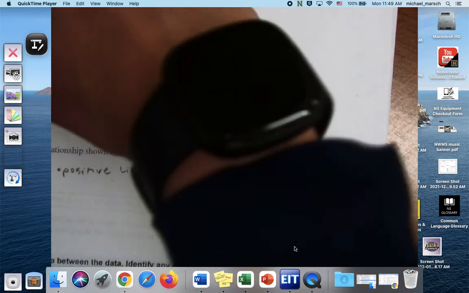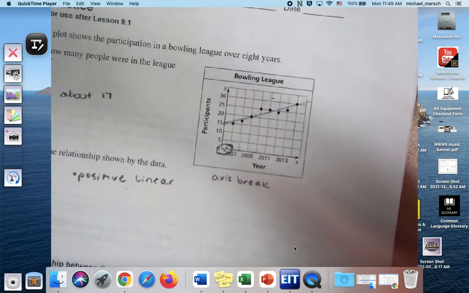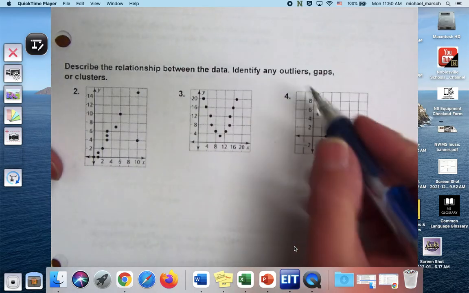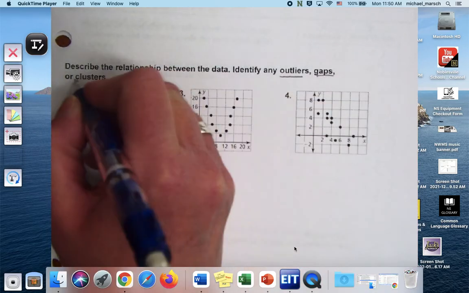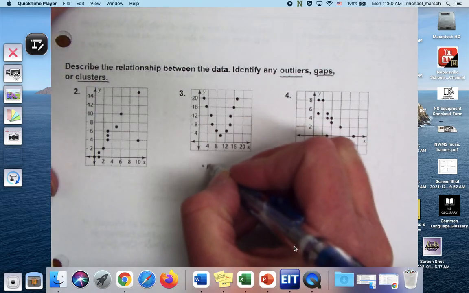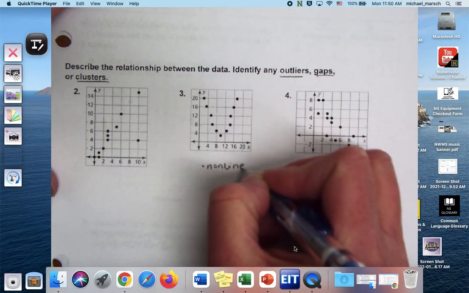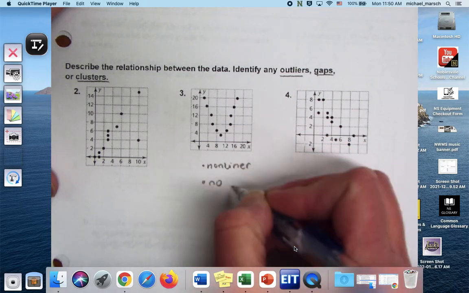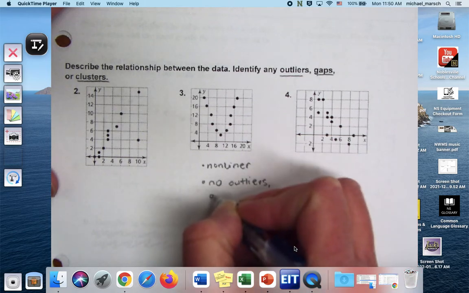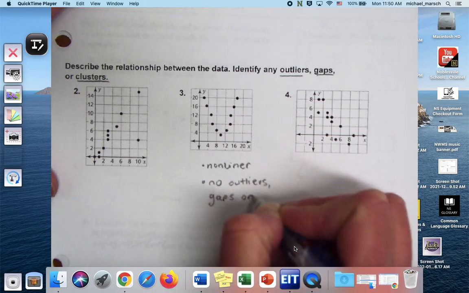All right. This last section: describe the relationships and then identify outliers, gaps, or clusters. Go ahead and work on 2, 3, and 4. I'm going to tell you right now, this is just nonlinear. And then no outliers, gaps, or clusters.